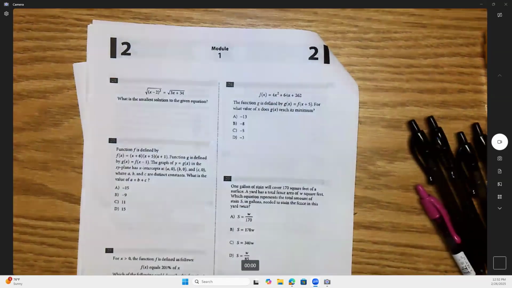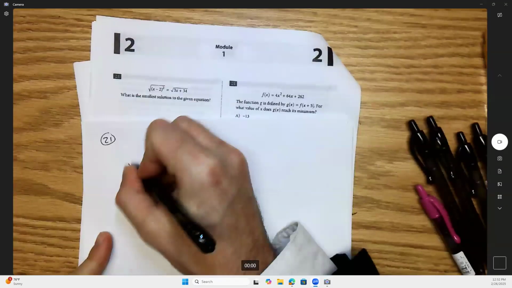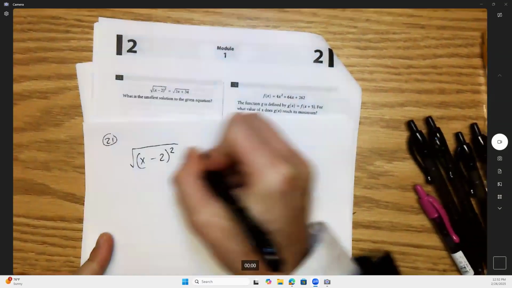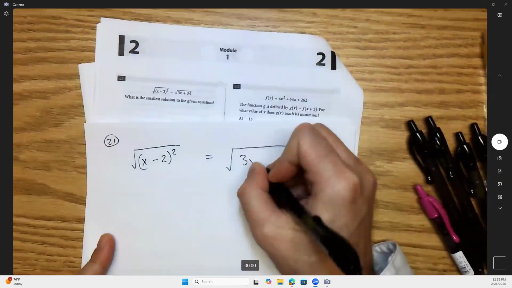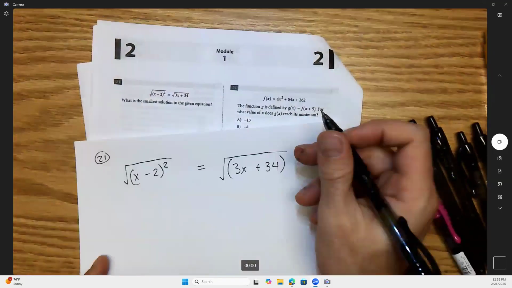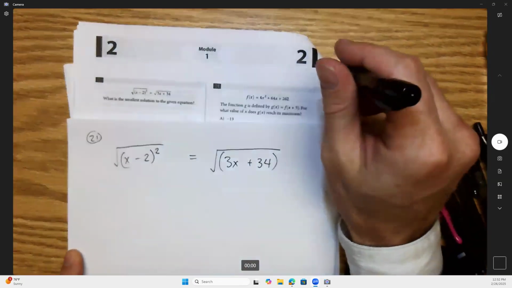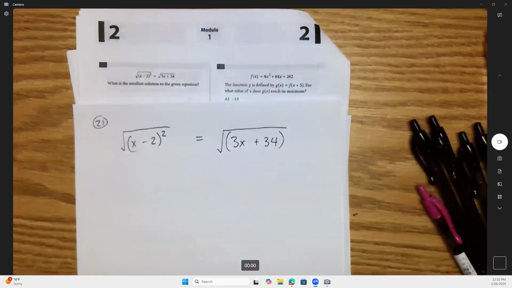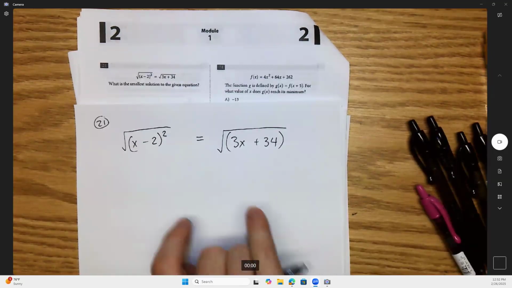21. Ooh, some square root is equal to a different square root. Try this out. We've got the square root of x minus 2, being squared, is equal to the square root of 3x plus 34. The question is, what's the smallest solution to the equation? So that implies that maybe there's more than one solution. And so let's go through this. Hopefully we get more than one solution. So I would indicate we're on the right track.